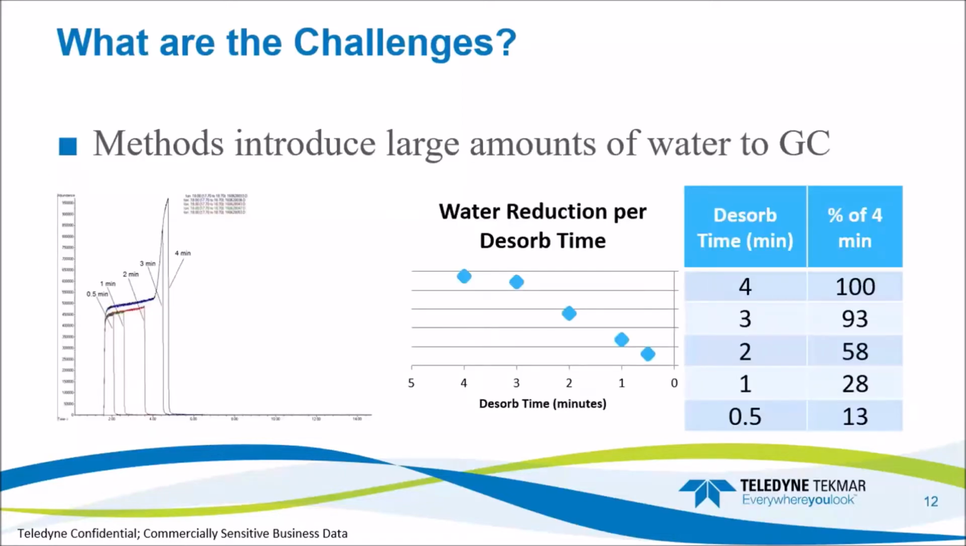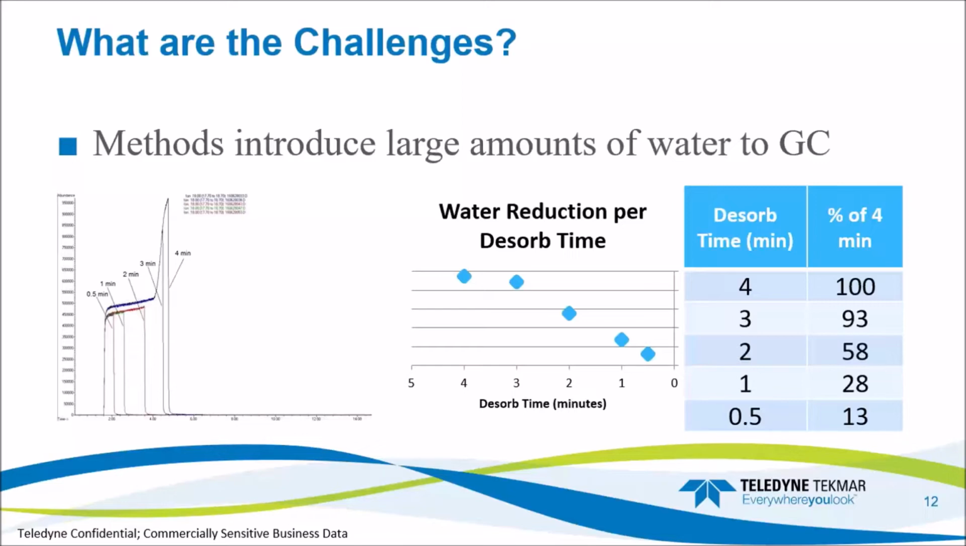Other challenges include water vapor. The purge and trap introduces a tremendous amount of water vapor to the GCMS. So what are our solutions to help us with this? Tekmar's moisture control system and our application control within our software help. Letting dry gas flow through the trap during the purge phase and shortening desorb times reduce moisture.